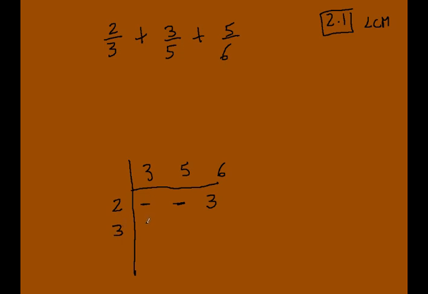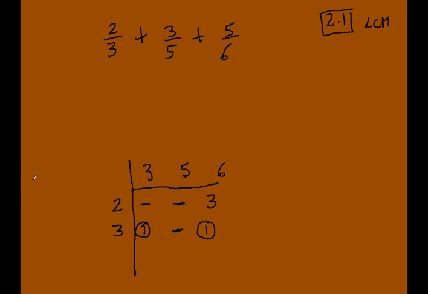So 3 goes into 3 once. When it's a 1, you circle it. 3 doesn't go into 5. And 3 goes into 6. Well, we already did 6, so 3 goes into 3 once. Now we cannot use 3 again, so we're done with that column. The only number left is 5.